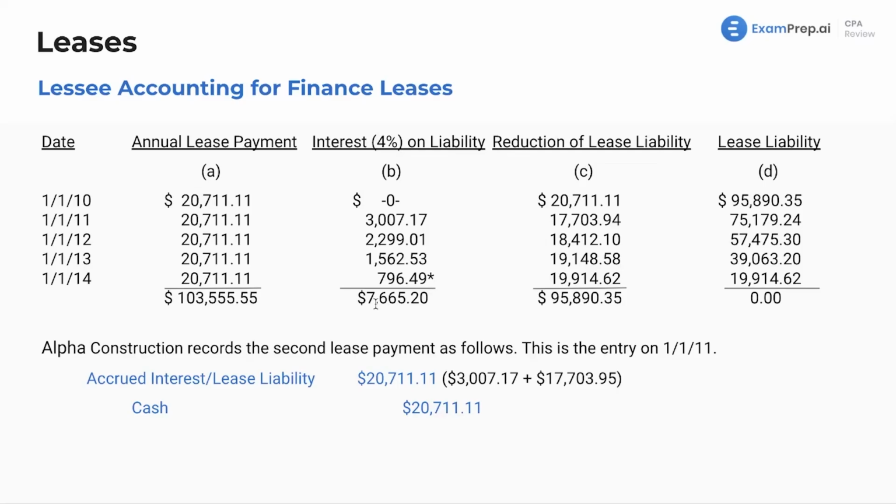We're going to see this plenty of times, many questions on it. You're going to keep repeating these journal entries until you get to zero. If I were you, try it all out. Try it all out and practice every journal entry until you get to that zero lease liability. Great job so far.